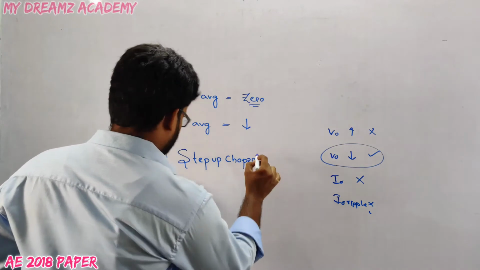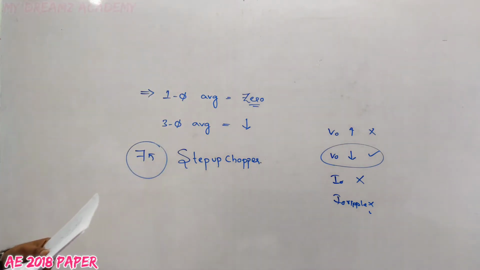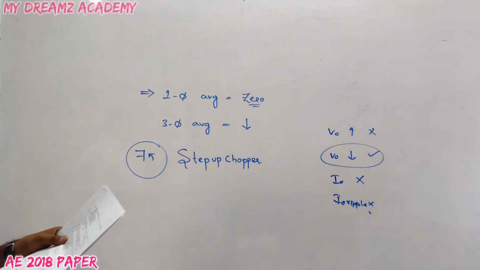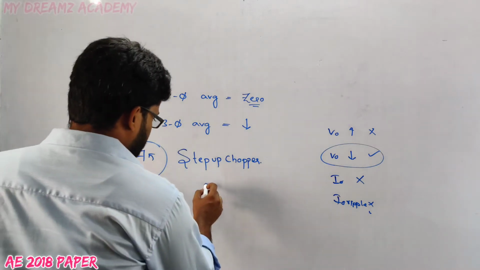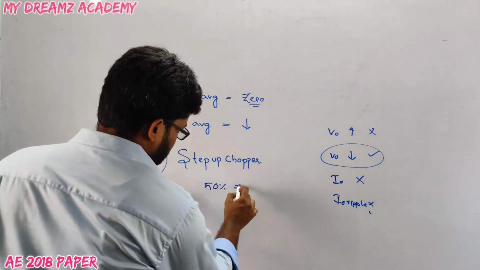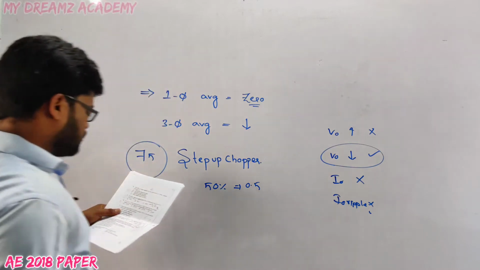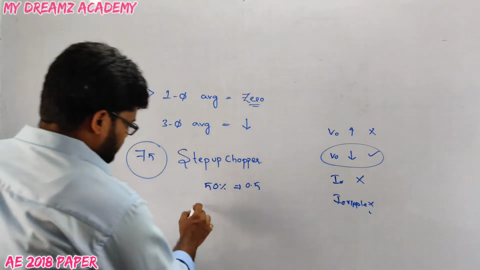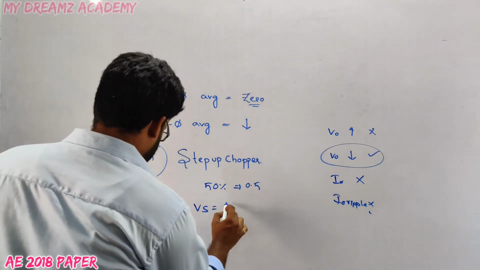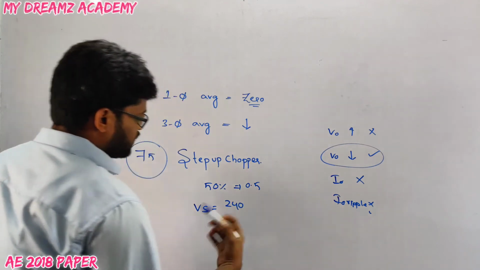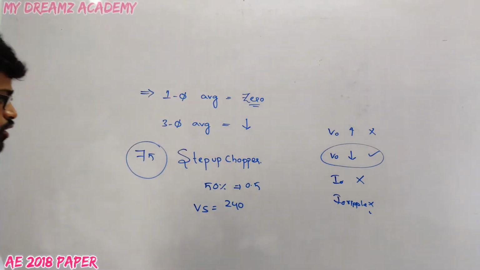The chopper is a step-up chopper. What is the output when it is operated at a duty cycle? Here the duty cycle is 50%, which is nothing but 0.5. If the supply voltage Vs is equal to 240 volts, now we need to calculate the output voltage.